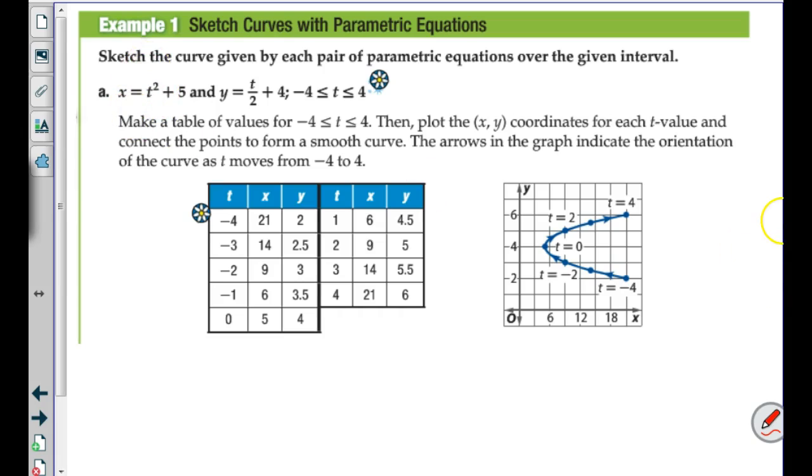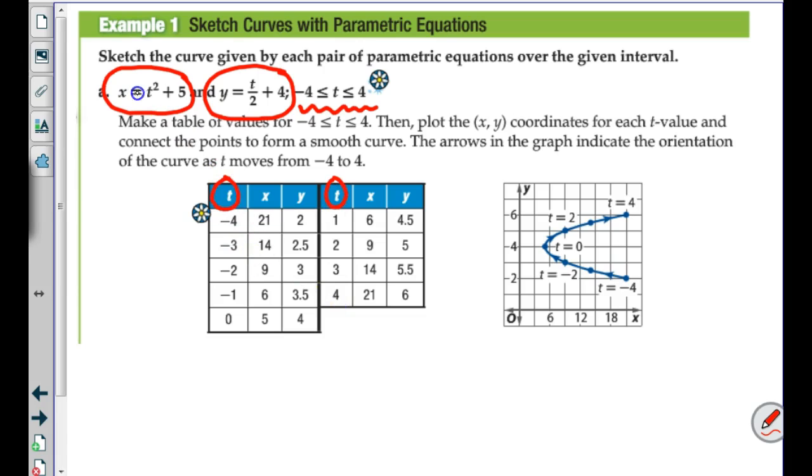It says here that x is going to be defined as t squared plus 5, and y is going to be defined as t divided by 2 plus 4. And it says use the values from -4 to 4. Now, that does not mean only integers, but we generally just plot the integers because it's easier. But it's all values from -4 to 4. It's a continuous curve. So in my little table here, I put -4 all the way to +4 for the t.